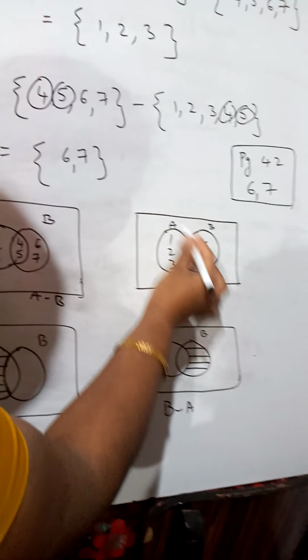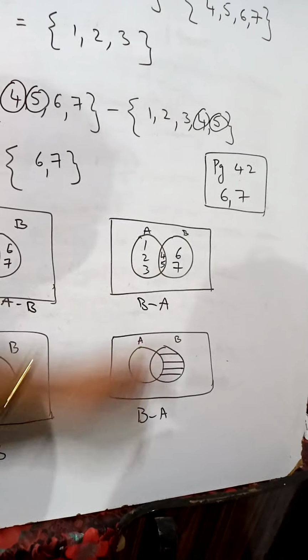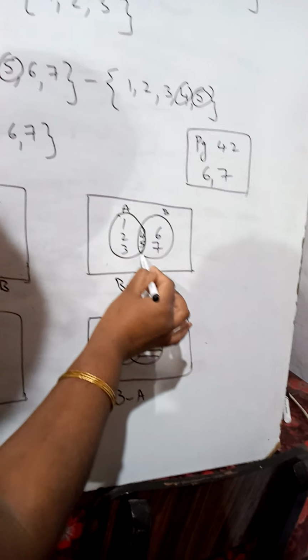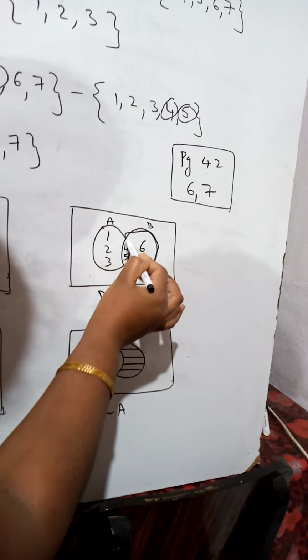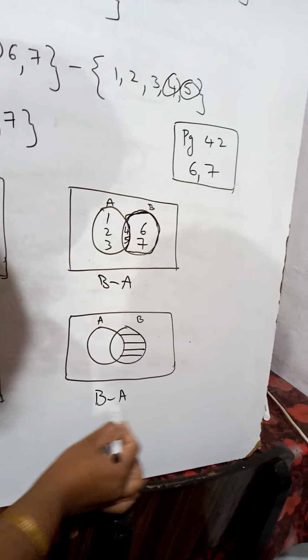So here also first I am writing A, B. Then here B minus A is this part of B in which the elements of A are not present. So here I have shaded it. This is B minus A.